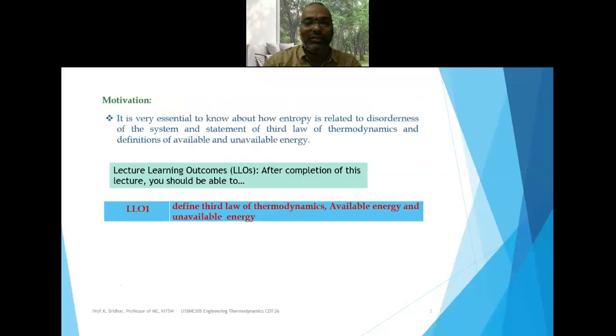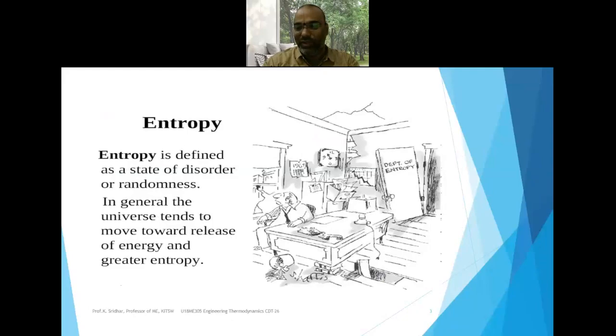So this lecture has a learning outcome. At the end of this lecture, you should be able to define the third law of thermodynamics, available energy and unavailable energy. So let us see first the first topic, that is entropy and disorderness of the system.